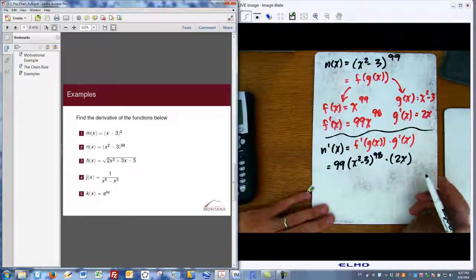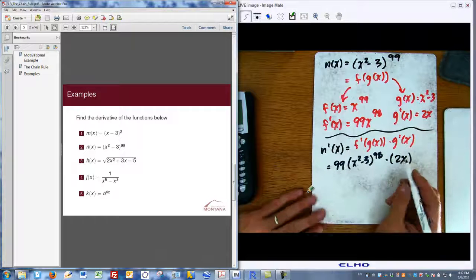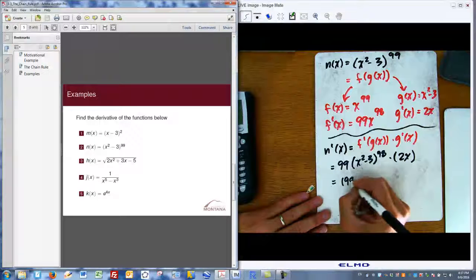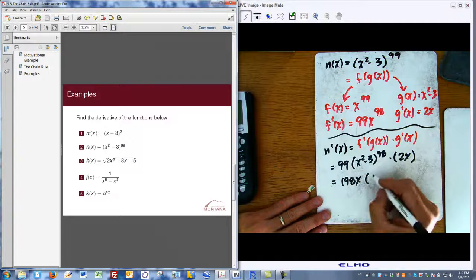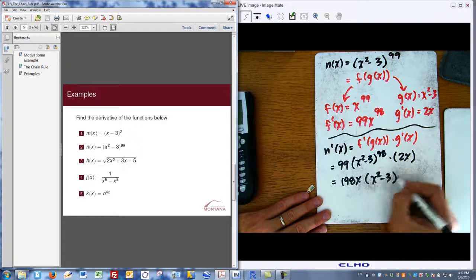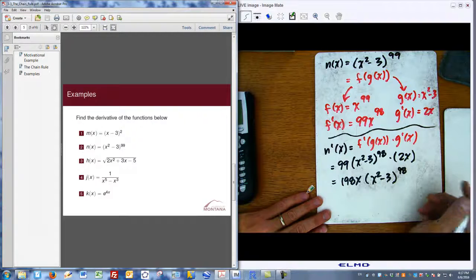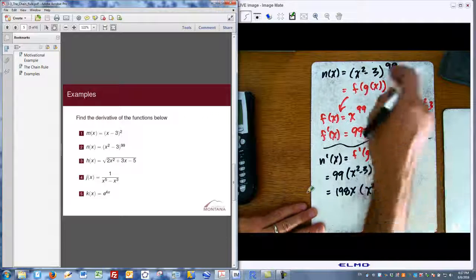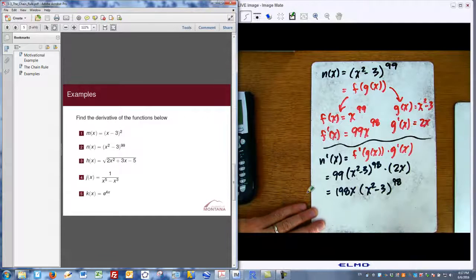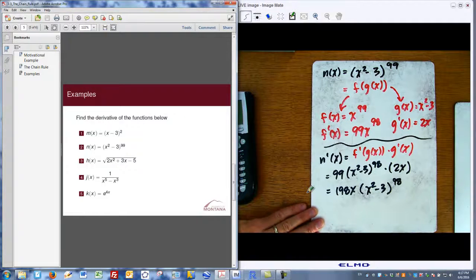Now you could simplify this if you'd like. 2 times 99 is 198, so 198x might be a better way to write this. But that would be perhaps a nice simple way to leave it. So certainly in an example where you wouldn't want to do some expansion and apply earlier rules, it's much easier to do the chain rule here.